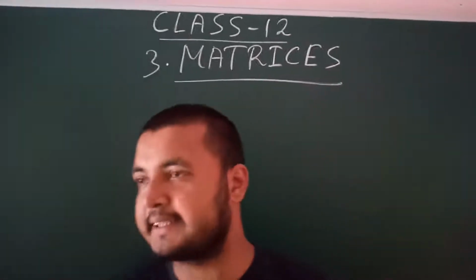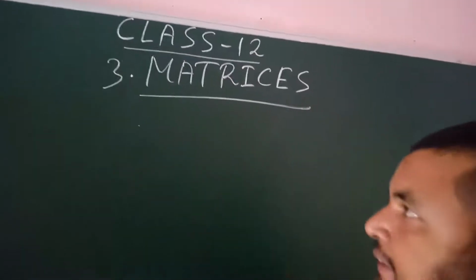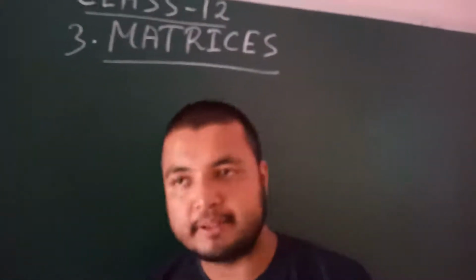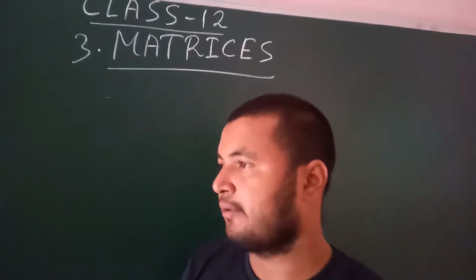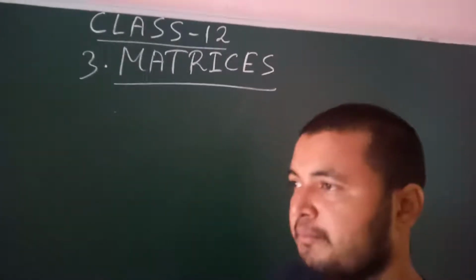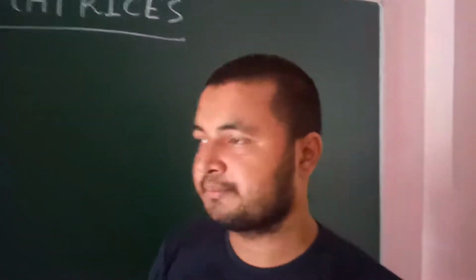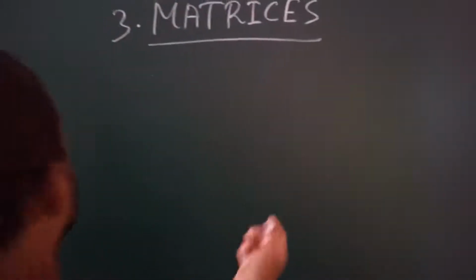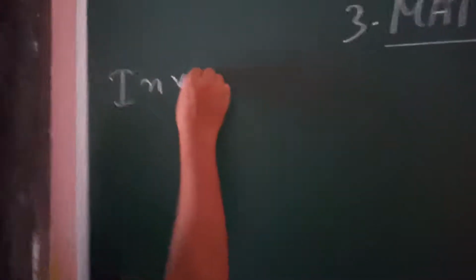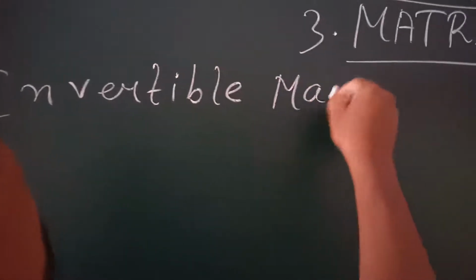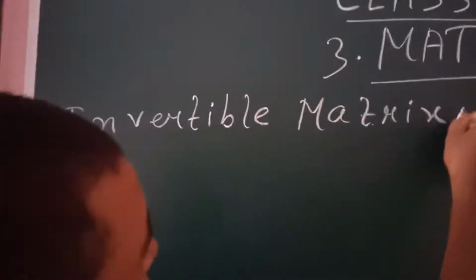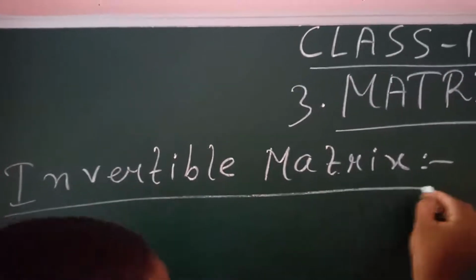So today also we will discuss the same chapter, matrices. Already we have discussed the symmetric and skew symmetric matrix. We have discussed different types of matrix like row matrix, column matrix, diagonal matrix, square matrix, scalar matrix, identity matrix. Today we will discuss a special type of matrix, that is the invertible matrix.